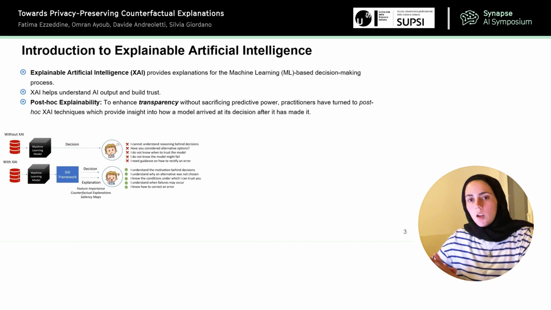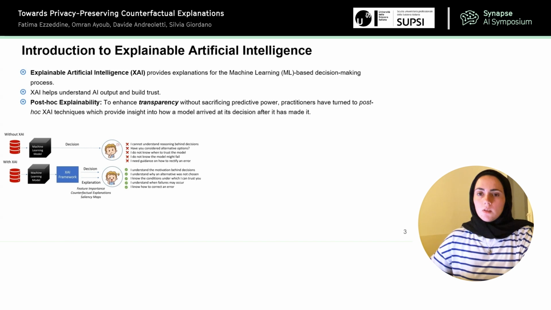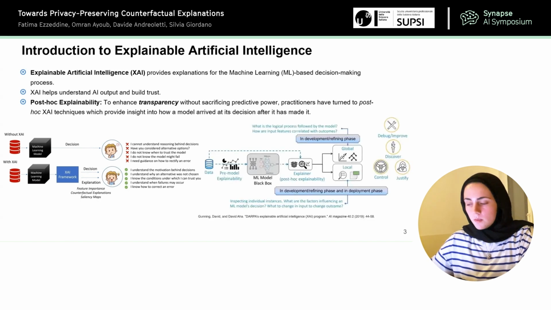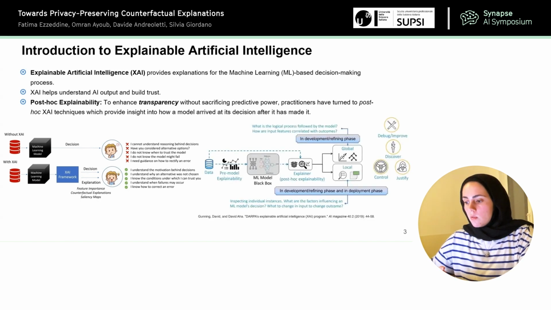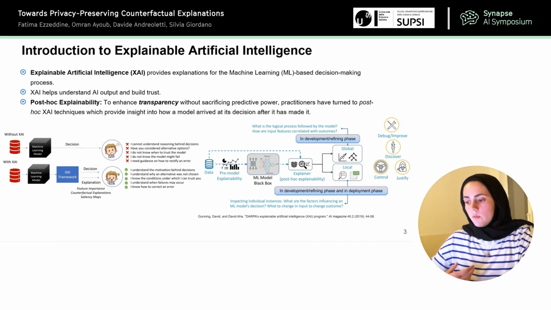We have different types of explainable artificial intelligence, but in this presentation I'll be focusing on post-hoc explainability. We have pre-hoc and different other families of explainability. What we mean by post-hoc is that we have an already trained machine learning model and we are trying to understand the output of this model. We already have the decision, we already have the model, and now we want to understand why this model made this specific decision. So we have the training phase and the explainability phase.